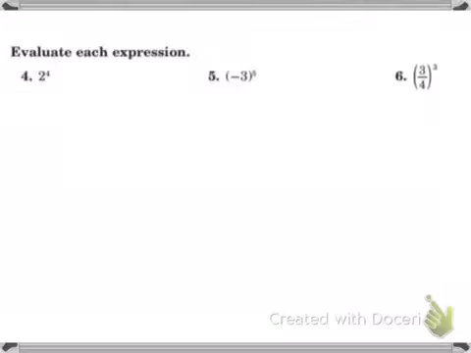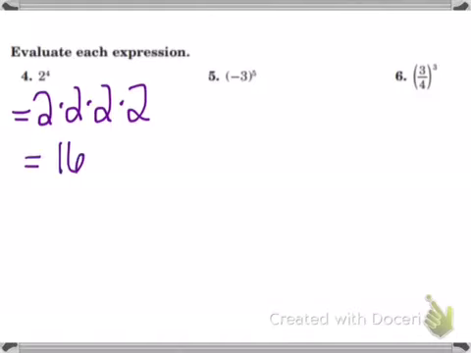Alright, so let's work some of these out. We've got 2 to the 4th power, so that tells me I want to write down 2 4 times. So 1, 2, 3, 4. Alright, so when I multiply that, 2 times 2 is 4, times 2 is 8, times 2 is 16. Be very careful when you enter that in on a calculator.